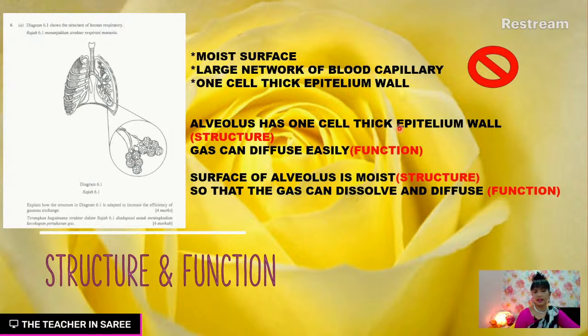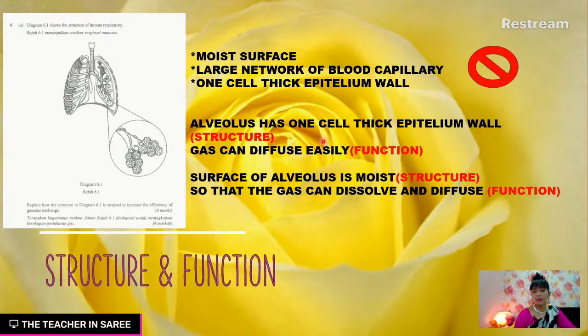Alveolus has one thick epithelium wall. So gas can diffuse easily. So why did they undergo all this trouble to form this structure? Why did they undergo all this trouble to become one thick cell, not three cell, four cell, five cell?